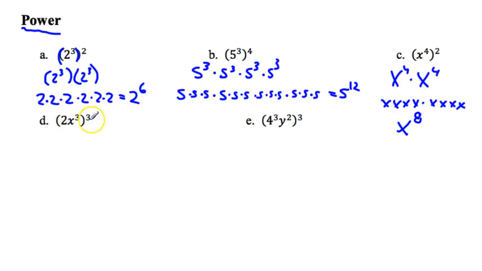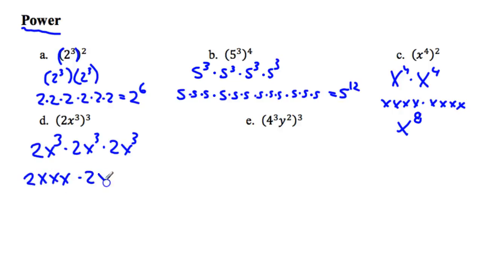So 2x cubed. That's going to be 2x cubed times 2x cubed times 2x cubed. If I write this out, this is really 2 times x times x times x times 2 times x times x times x times 2 times x times x times x. Now how many 2's do I have? If I smush it all together, 3, so it's 2 to the 3rd power. How many x's? 1, 2, 3, 4, 5, 6, 7, 8, 9. So this is 2 to the 3rd power, x to the 9th power.